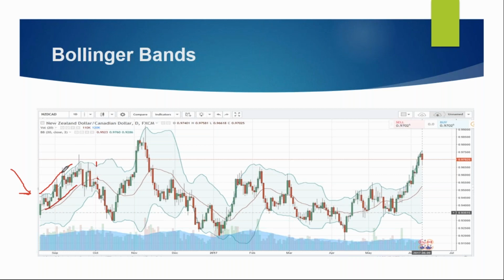As we can see, every time it does break and close outside of the band, it does retreat back into the band. This is on the daily time frame, so just be aware of what time frames you're using. Next one, you get a big breakout of the band, and what happens? You get a good reversal, comes back down to this level.